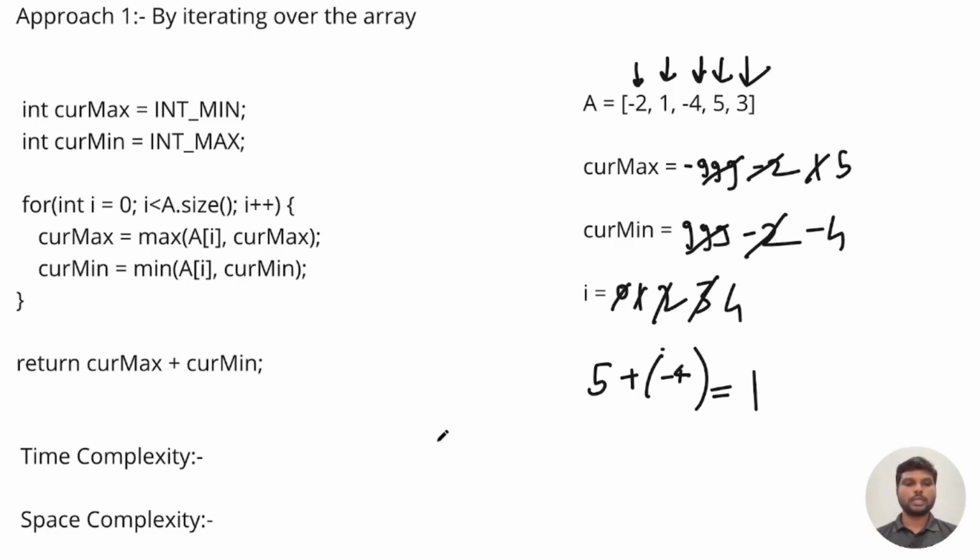Okay, so what's the time complexity of this solution? Well, as we are running only one for loop, the time complexity becomes O of n, right? What's the space complexity? As we are not using any extra space, the space complexity becomes O of 1. So hope you are clear with the first approach.